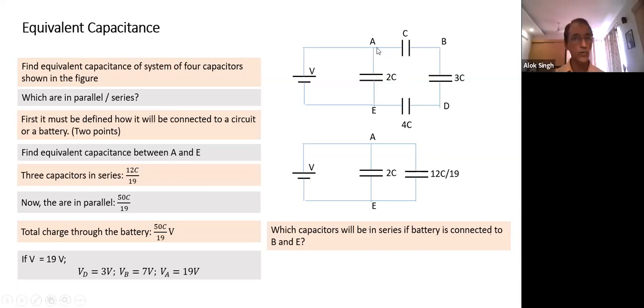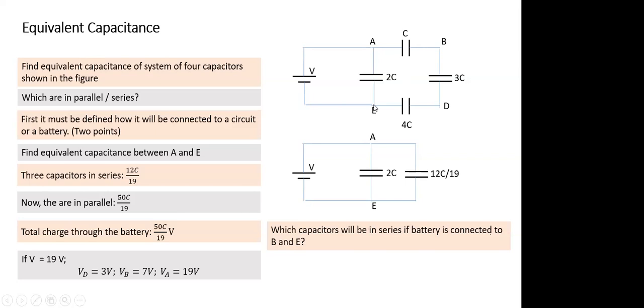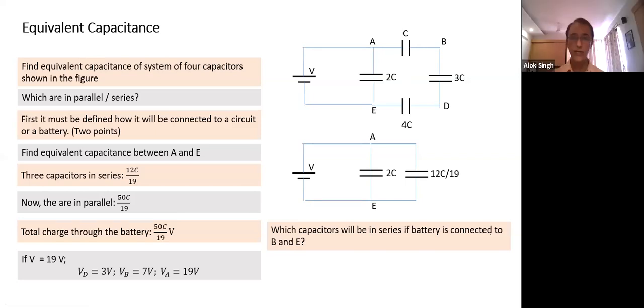So two plates are connected to A. How about the other plate of C? Which potential point is it connected to? B. Which potential point is 2C connected to? E. Are they in parallel? No, they are not. So it's not because of how it looks. That's a test, and it's a very simple test. There's a very simple rule we need to apply properly.